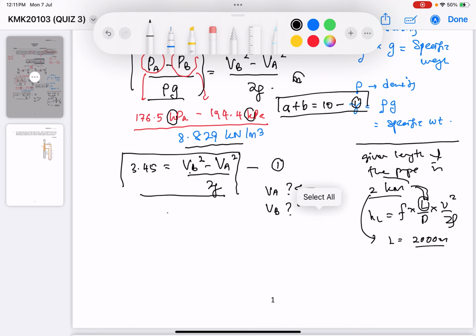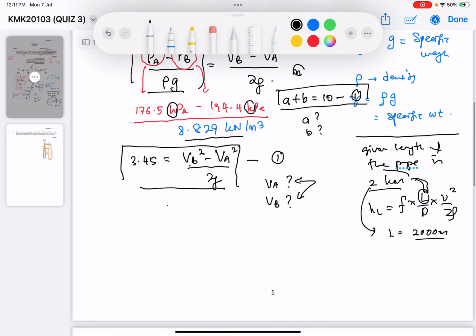Because we have two unknowns, A and B, but we only have one equation. I cannot really solve it because A can be anything. A can be 5, A can be 2, A can in fact be a negative value. So in order for me to solve for this one, I need another equation.